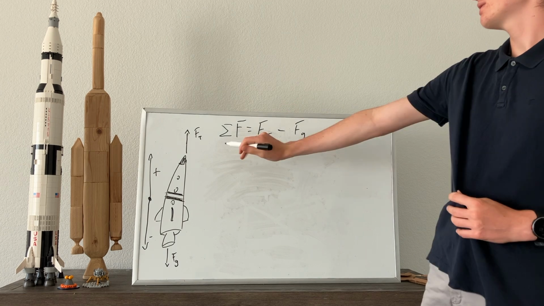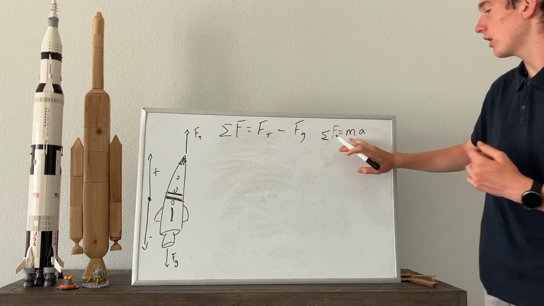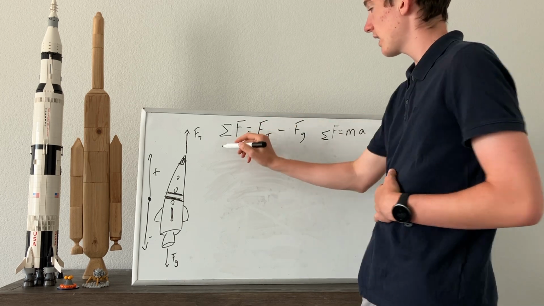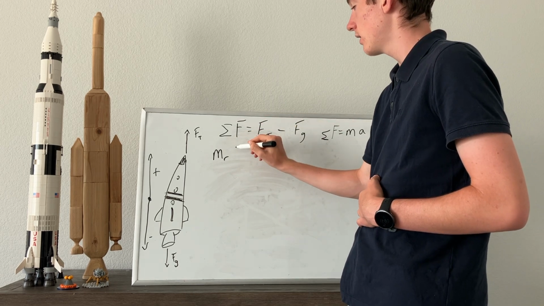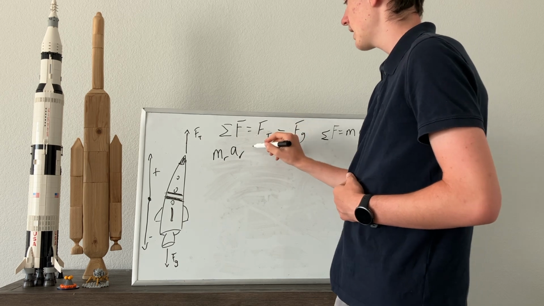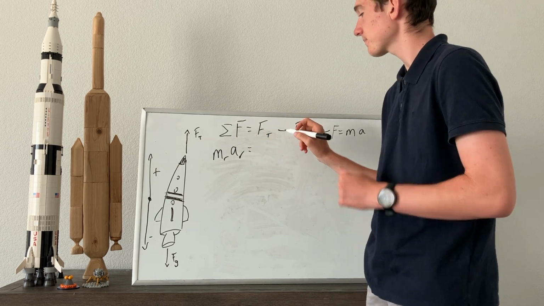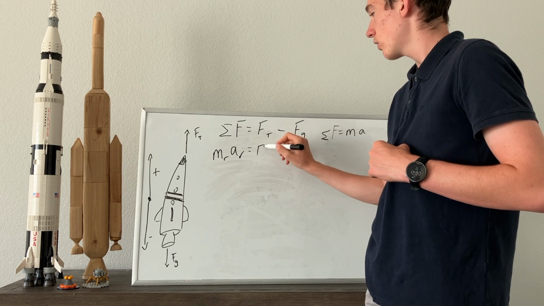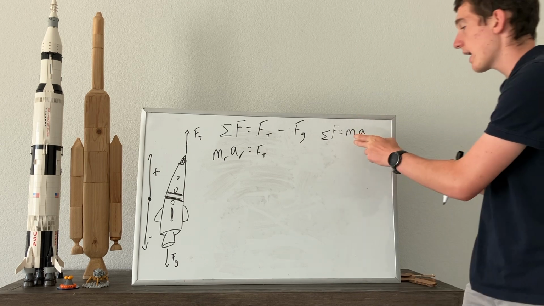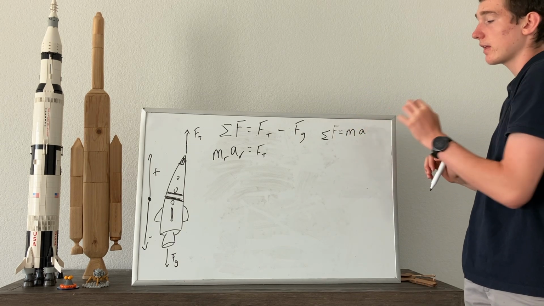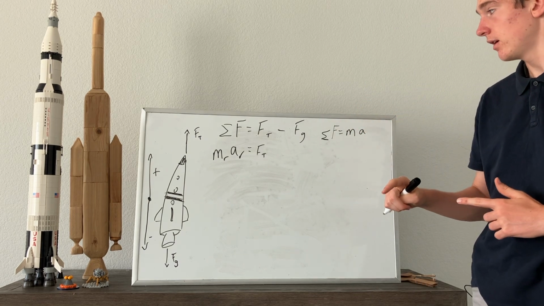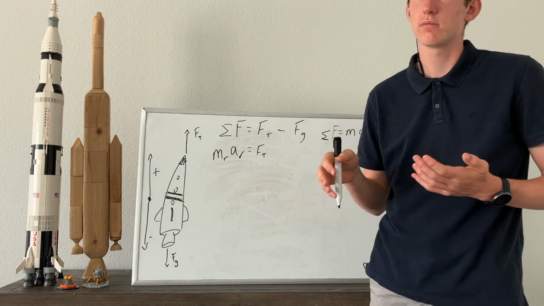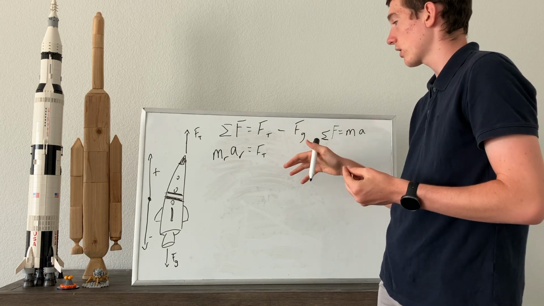Anyway, as we said before, the sum of the forces is equal to the mass of the rocket, in this case, multiplied by the acceleration of the rocket. So we're going to substitute that in. So the mass of the rocket multiplied by the acceleration of the rocket is equal to the force of thrust, which we could also substitute for the mass of the rocket multiplied by the acceleration of thrust. Because there's no mass of thrust, it's just the mass of the rocket.